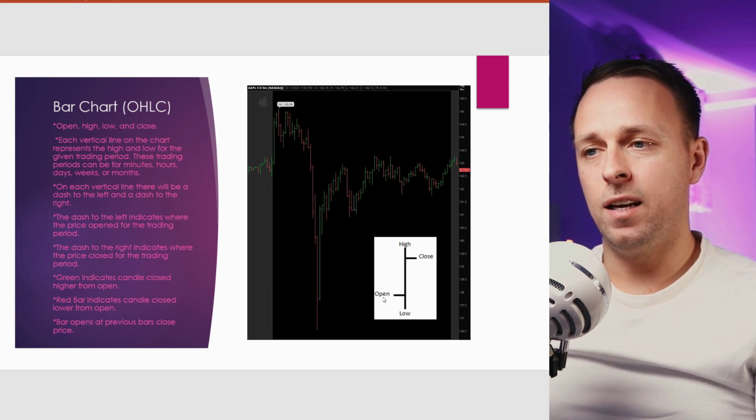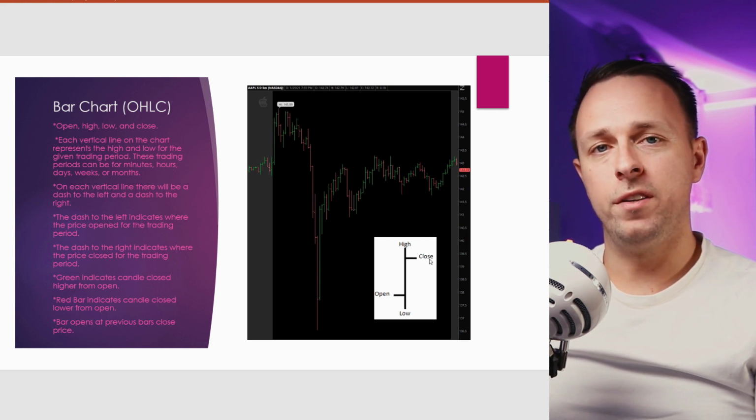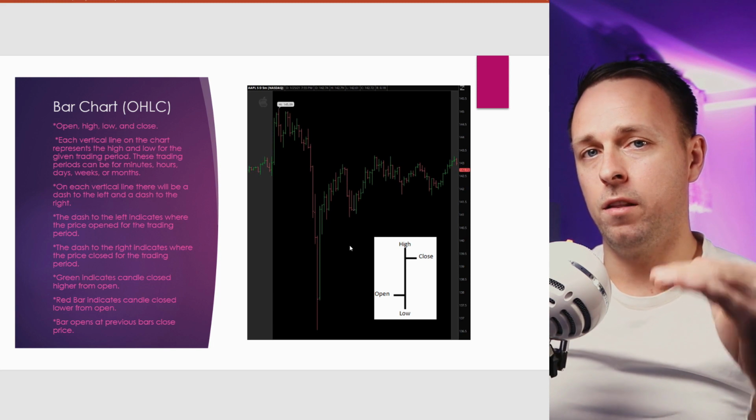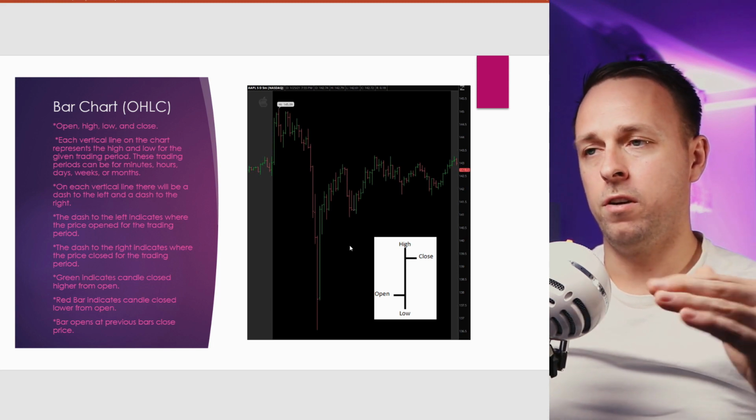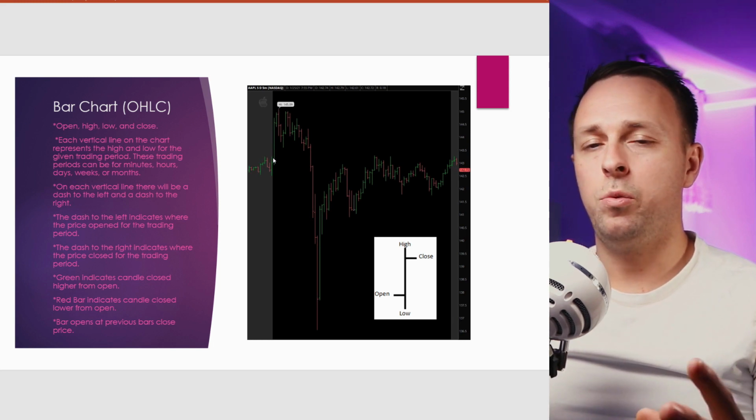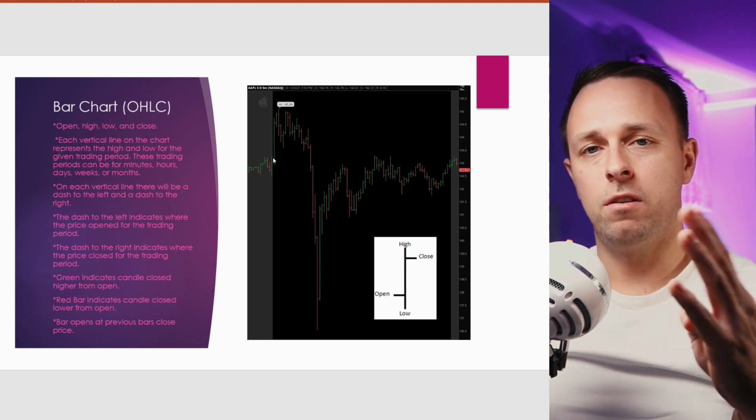So how low did the price get in that 5 minutes, and how high did it get? Now the dash on the left shows you the open price, and the dash on the right shows you the closing price. Then the next bar will always open where the previous one closed. And that will always be every 5 minutes in this instance. So 9:30, 9:35, 9:40, always. We have green bars and then we have red bars.